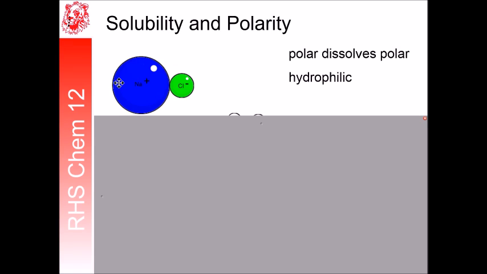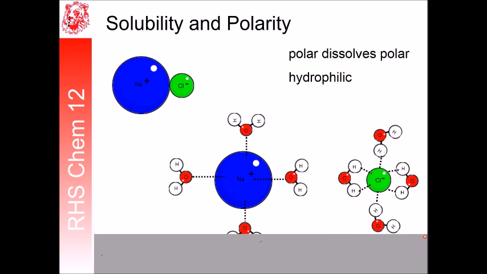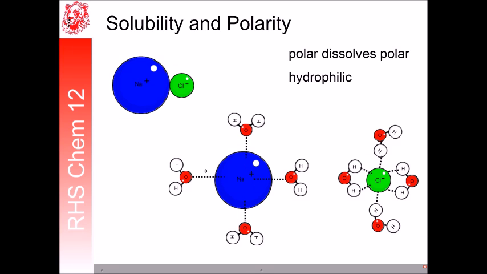Here we have a sodium chloride molecule, and it's an ionic compound, and we're very familiar with the fact that sodium chloride dissolves very well in water. This is a great example of polar dissolves polar. Hydrophilic means that these things like to be around water, loving of water. When this dissolves in water, you end up with sodium with a positive charge, and the electronegativity of oxygen is 3.5 and hydrogen is 2.1.